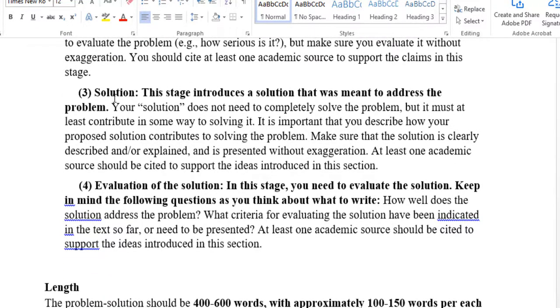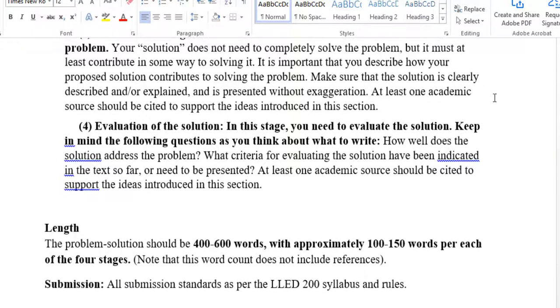So stage 3 is the solution. Remember, it isn't a total solution. It's only a partial solution. So this stage introduces the solution. It's a partial solution, and you're going to explain how the solution works. You need to use at least one academic source here. So this is not a solution that you think of. This is a solution that has been looked at in the academic research literature.